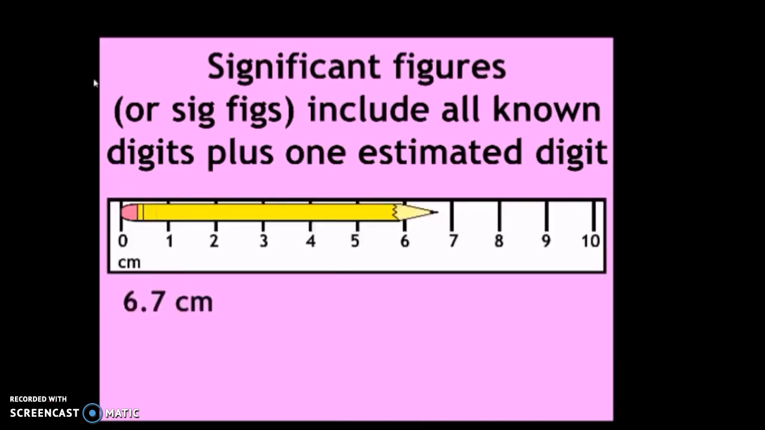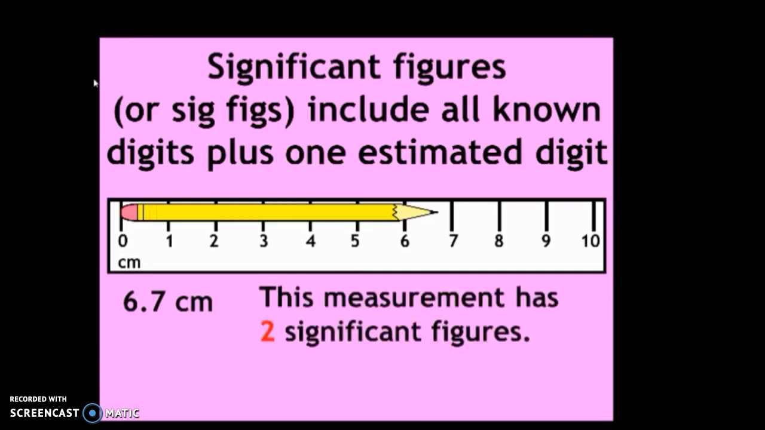So in this example, the measurement is 6.7. The known digit is a 6. Because we estimated that final digit as a 7, that counts as well. It's all significant, so this number would have two significant figures, or two sig figs for short.